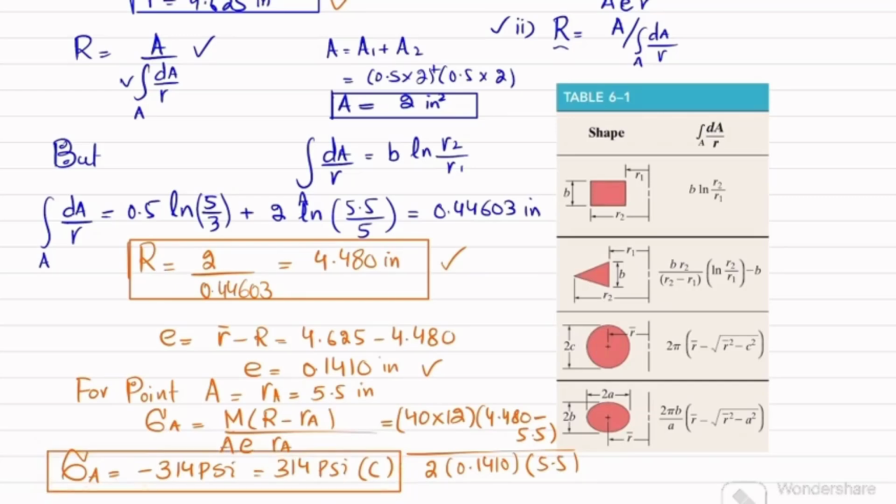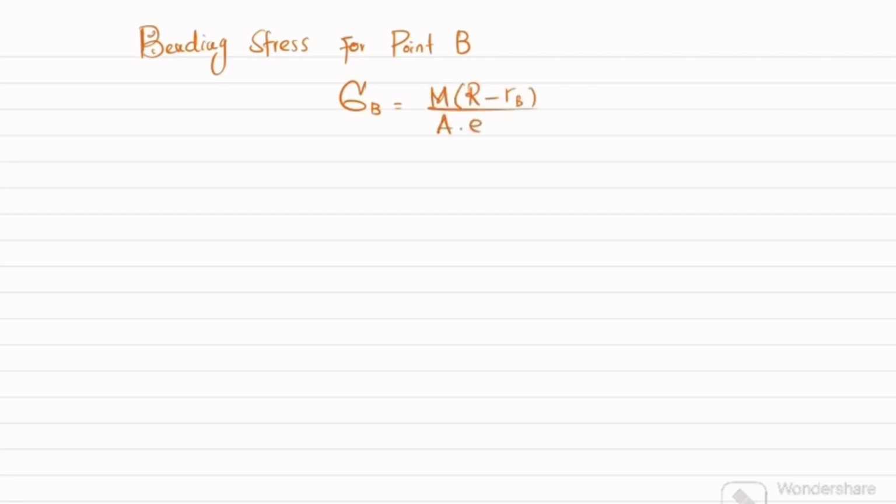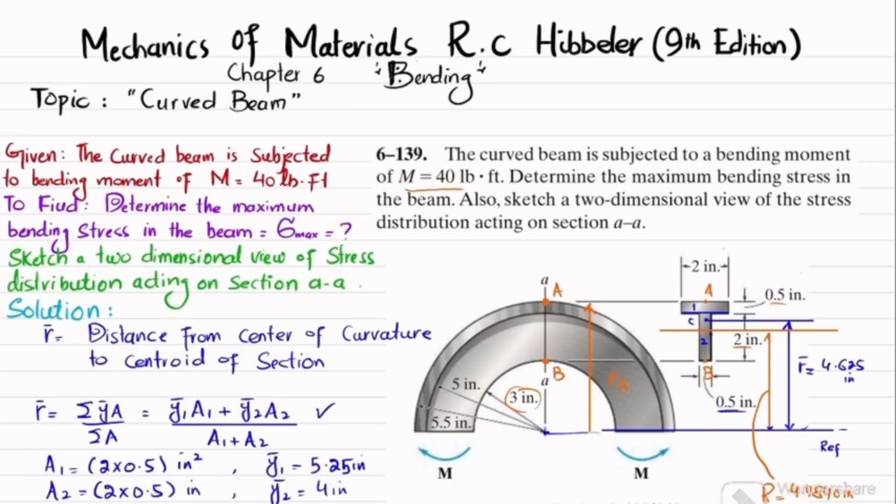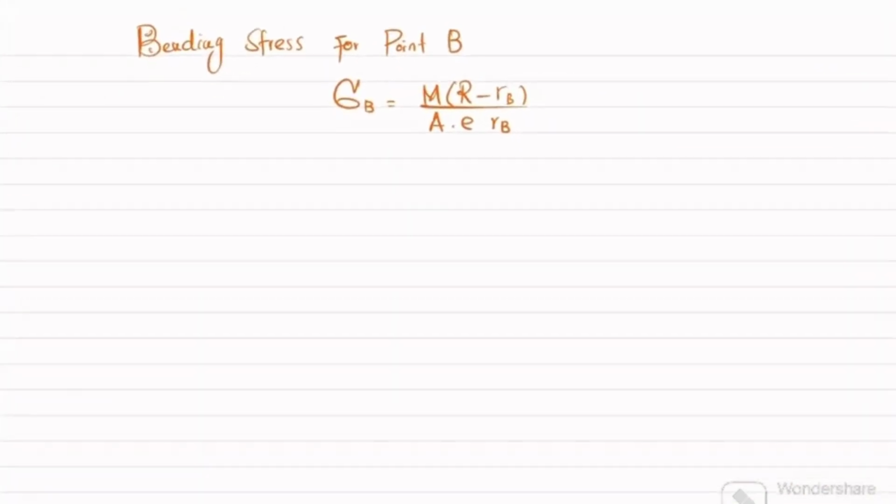Now we'll move toward finding the bending stress for point B, which is in tension. The formula: sigma B will be equal to M multiplied by (R minus rB) divided by A into e multiplied by rB. What is rB? rB is the distance from the center of curvature to this point B, which is equal to 3 inch. Clear? So I will write rB is equal to 3 inch.